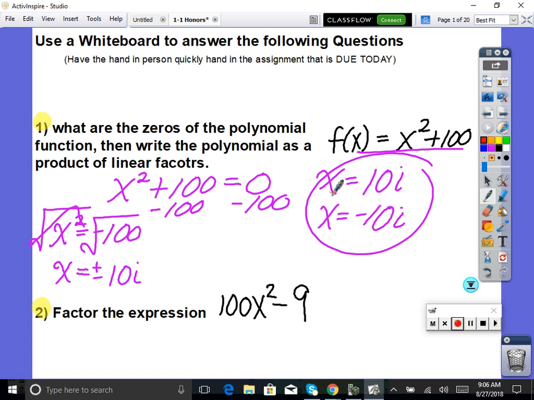So what if we subtract 10i, get it equal to 0? So we would have x minus 10i equals 0. We'd add 10i, we'd have x plus 10i equals 0. Then we have to write them as a product. So look, linear, there's a linear factor. We have x minus 10i times x plus 10i.